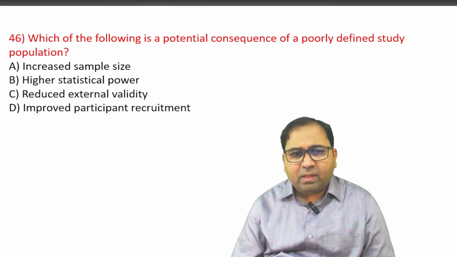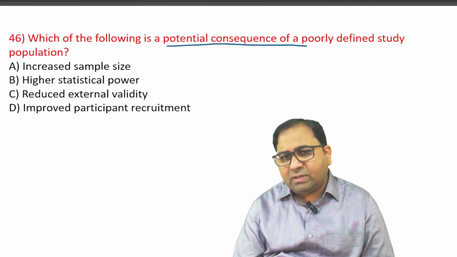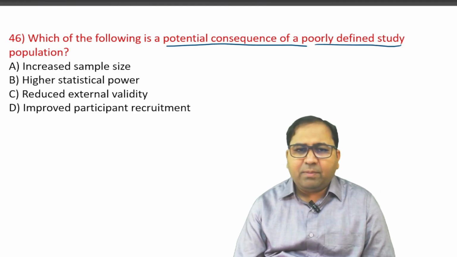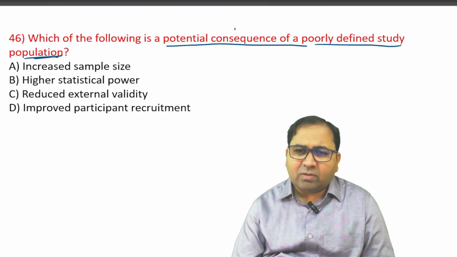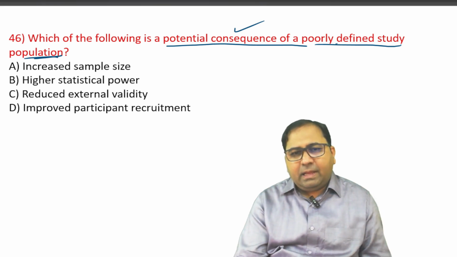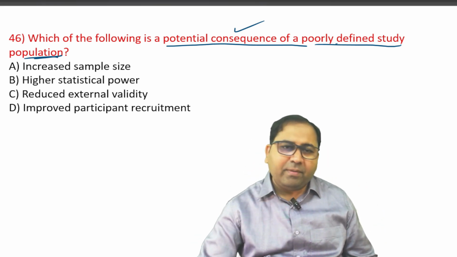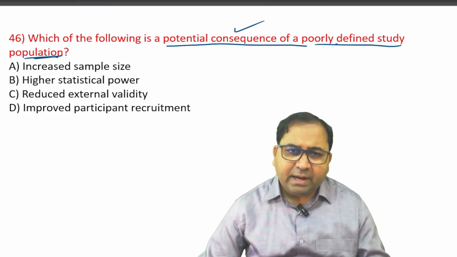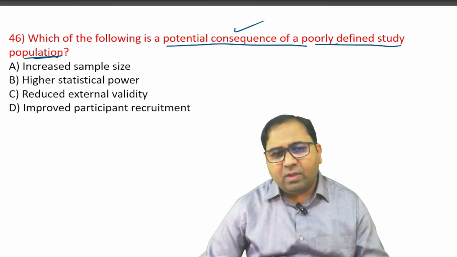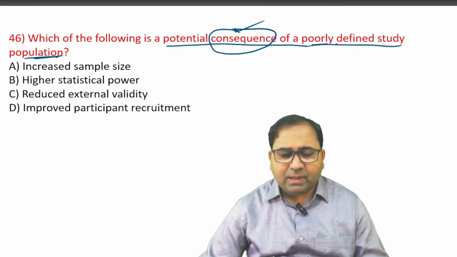Chalo. Next question. Which of the following is a potential consequence of a poorly defined study population? What is the consequence of a poorly defined study population? Options are A. Increased sample size, or B. Higher statistical power, or C. Reduced external validity, or D. Improved participant recruitment. So what will happen? What is the consequence of a poorly defined study population?